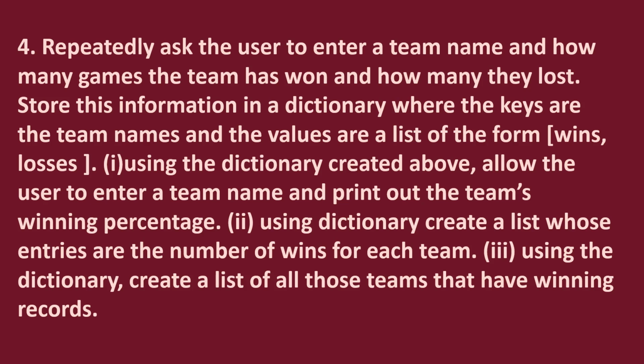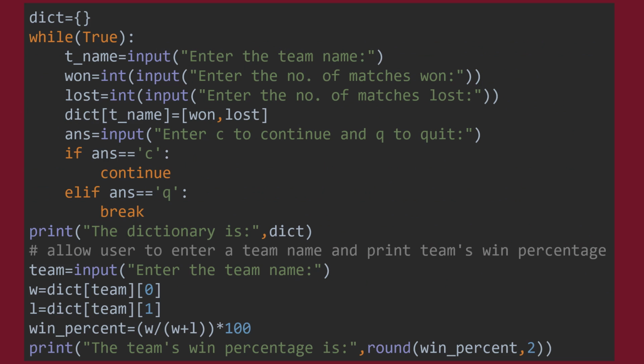Okay, now let's do this program. First of all, we will take a dictionary variable, let's say dict. Now we'll put values in this variable by using a while loop. So while True, the user has to pass the values like this. First of all, the team name, which will be stored in a variable T_name.